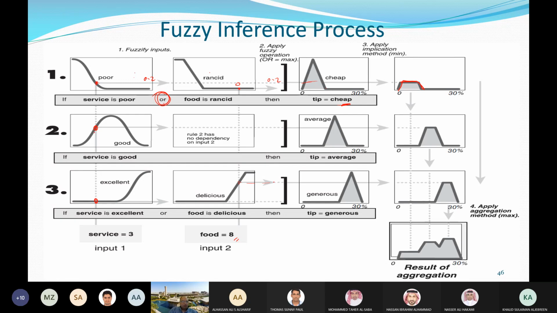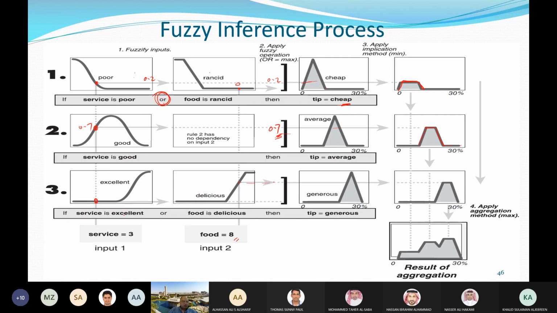Second rule, this is 0.7, regardless here. So this 0.7 will go here directly. And this is the average. Second rule is the surface is good. This is the degree of membership. The tip is average, and the satisfaction is 0.7. So we will cut here at 0.7. So this is the second rule calculation.